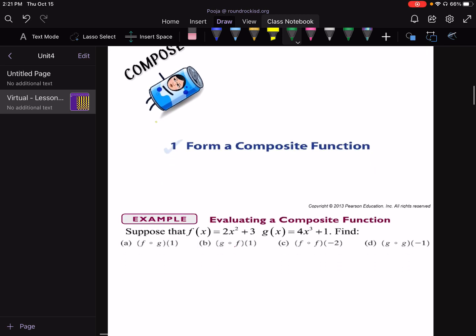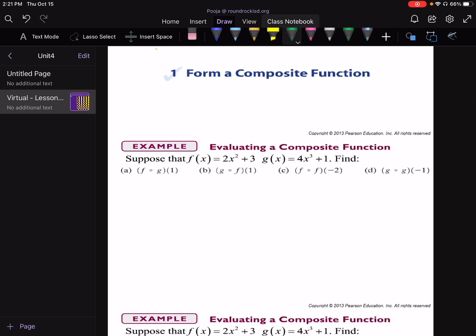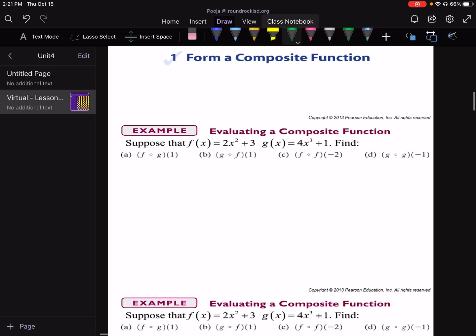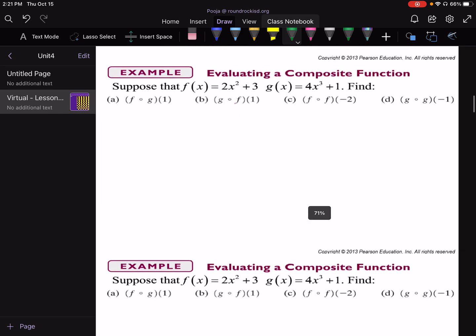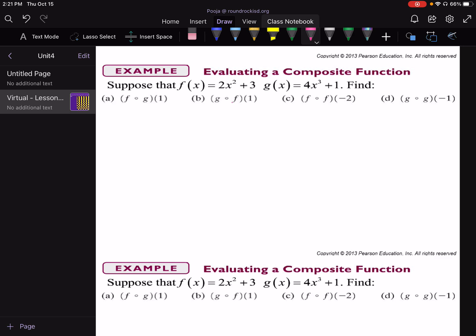Fuse is the word that I use. It's not a technically correct mathematical word, but we always use words here and there to kind of remind us or help us remember concepts. Let's look at this first example.